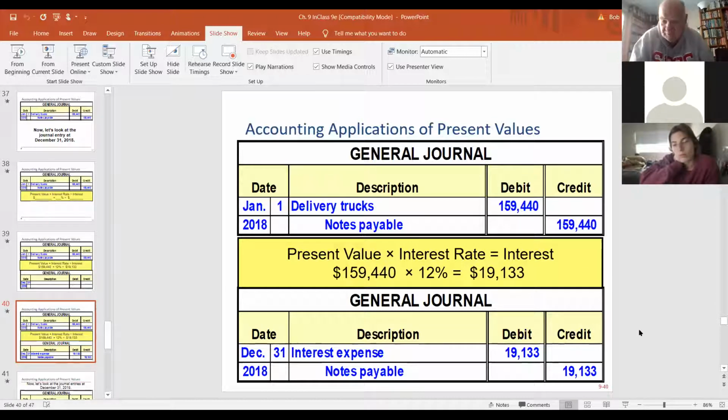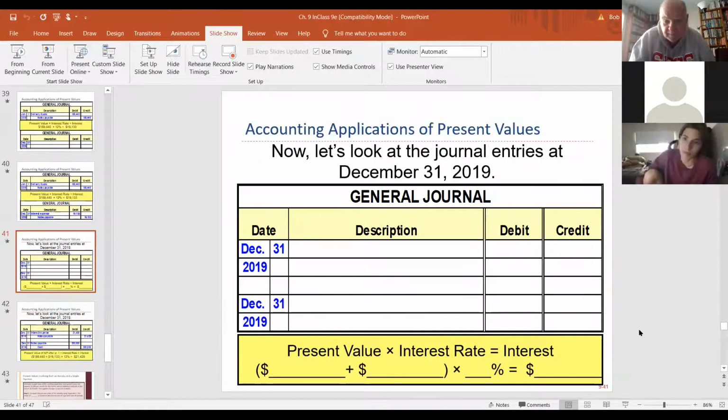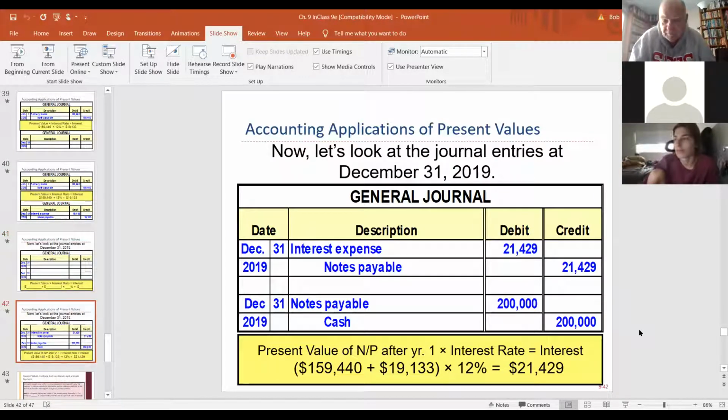So the next year, we go from 159 to 178, and we're going to multiply that by the 12%. And we've got 21,429 in the second year. Notice that the interest expense increased because the present value of the note is going higher and higher.